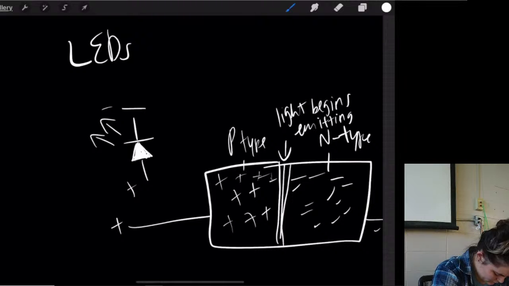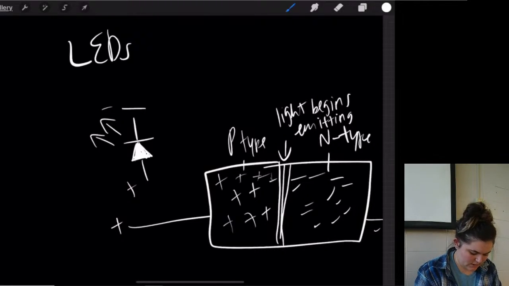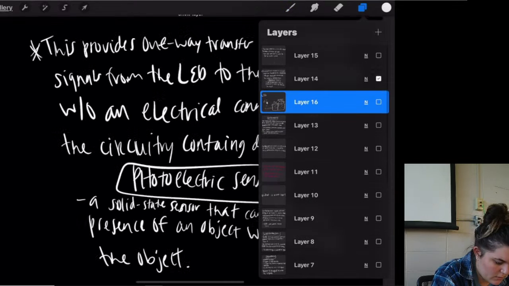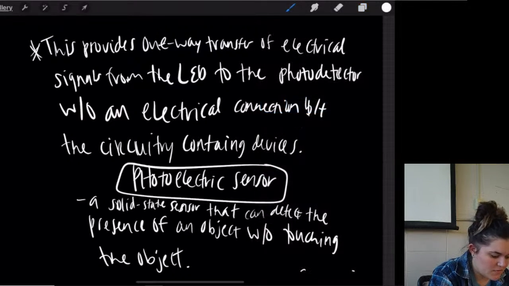Let's go into the next slide and finish off these slides. This provides one-way transfer of electrical signals from the LED to the photodetector without an electrical connection between the circuitry containing the devices. Photoelectric sensors: a solid-state sensor that can detect the presence of an object without touching the object.